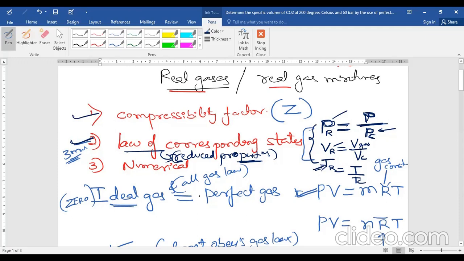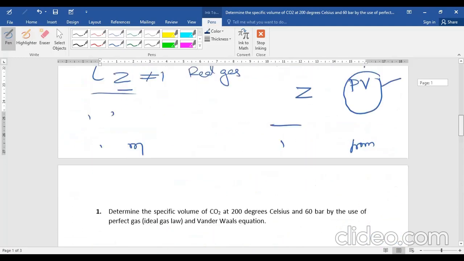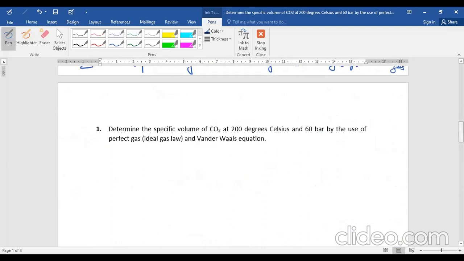Now I will go to the third topic, numericals. Simple numericals. Again, it will be asked in the exam. So the first numerical is this one. All of you read the statement. If you have a calculator, please open the calculator. Be ready with a calculator. We need some values.